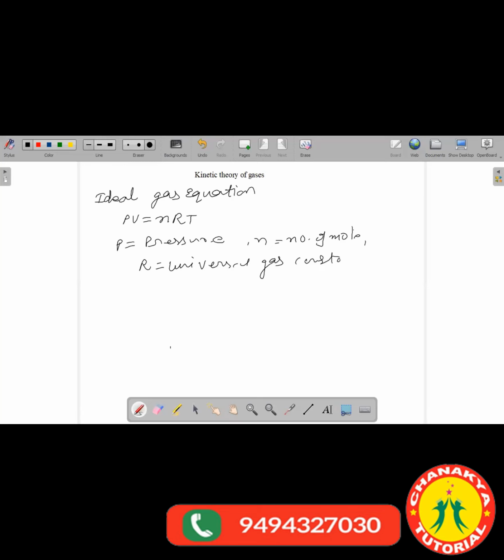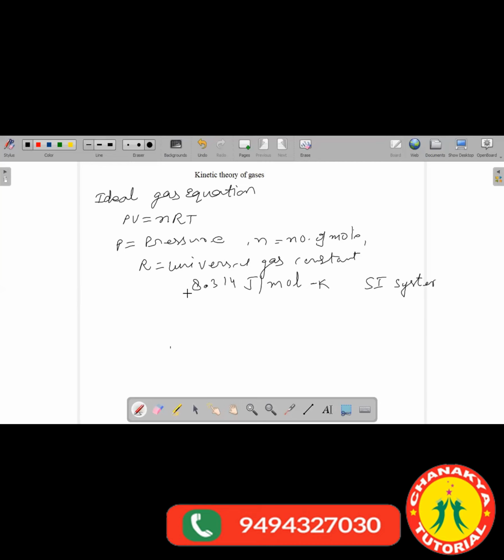Now the value of this universal gas constant R is different for different units. For example, if you are using SI units everywhere, for pressure you are using Pascal, and for temperature you are using Kelvin, the value of R is given as 8.314 joule per mole per Kelvin. So in the SI system, the value of this constant R is 8.314.